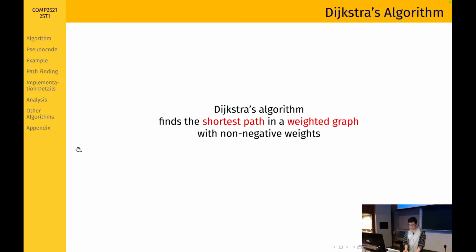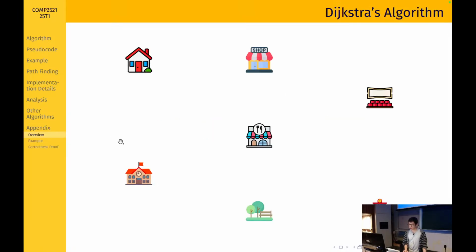So just to go over an overview of Dijkstra's algorithm to help you get an intuition of it. Suppose we have these locations: we've got home, shop, movies, a restaurant, school, park, and station. And we're at home currently, and we're trying to find the shortest path to the station.